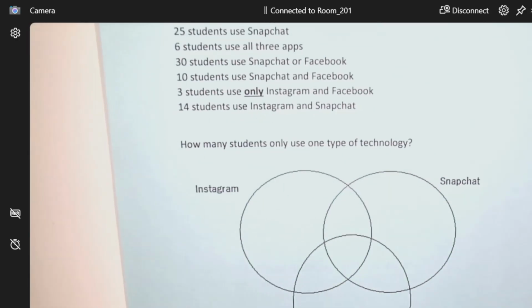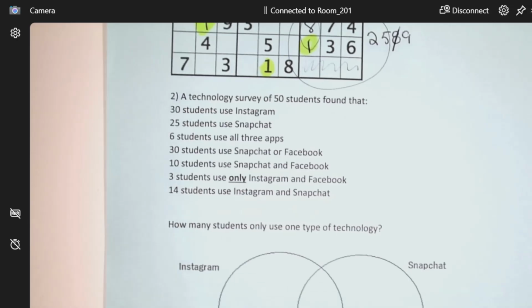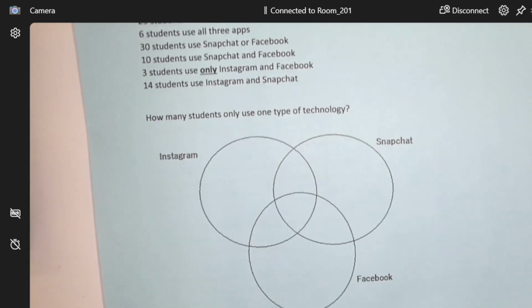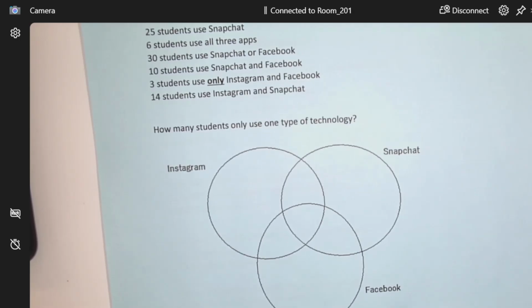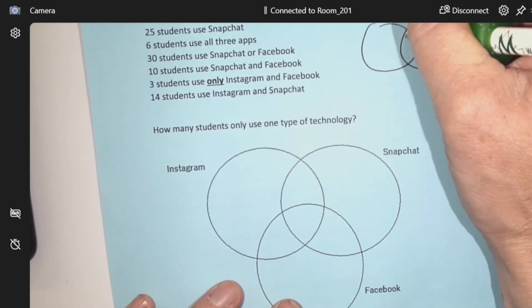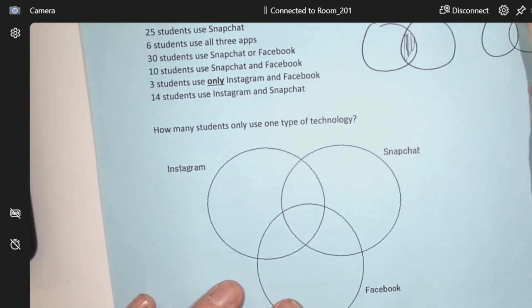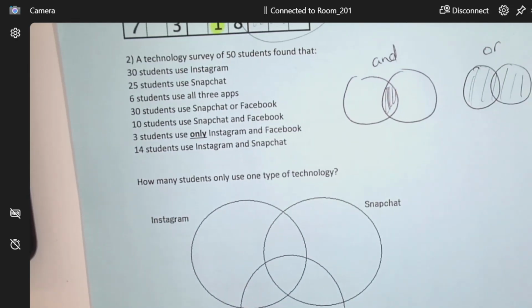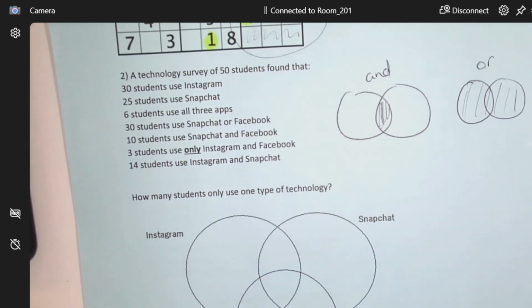Okay, maybe grab your cheat sheet. You have your cheat sheet ready? Okay, so logic, you have Venn diagram stuff on there. So we talked about using the word and, using the word or. And is in an overlap, or is across any place.